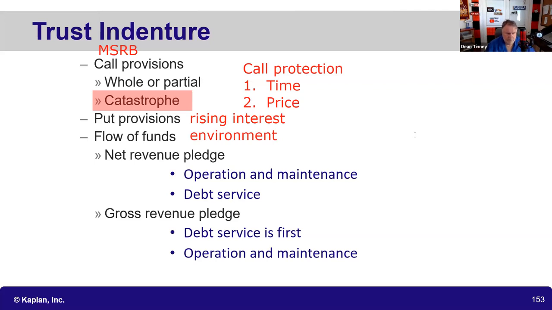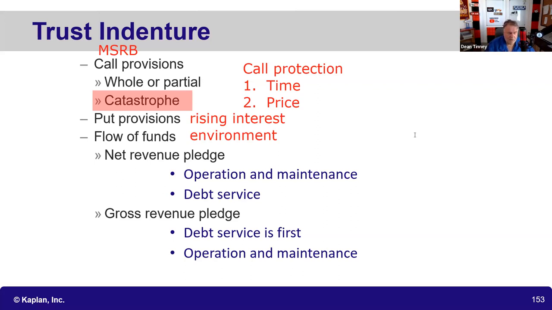So where is the money coming from? San Francisco Airport is financed with revenue bonds. They have a sign that I love. If you pull into the airport, it says, your taxpayer dollars not at work. You're not paying for the airport. The people using the airport are paying for the airport.